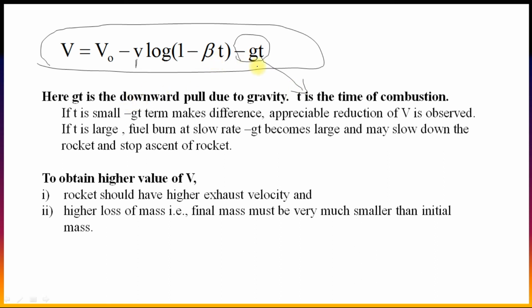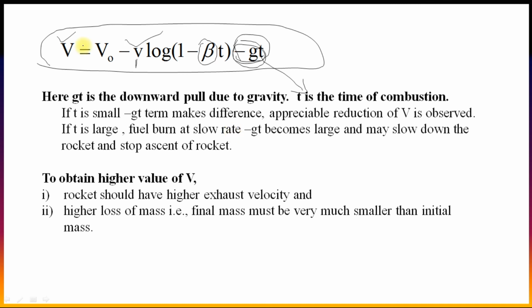If the time is very small, then the gt term will make a difference, and an appreciable reduction in the velocity of the rocket is observed. If t is large, then the fuel burns at a slow rate and the gt becomes a large term. So the rocket may slow down, and the rocket may not escape, and this may slow down the rocket and also stop the ascent of the rocket.